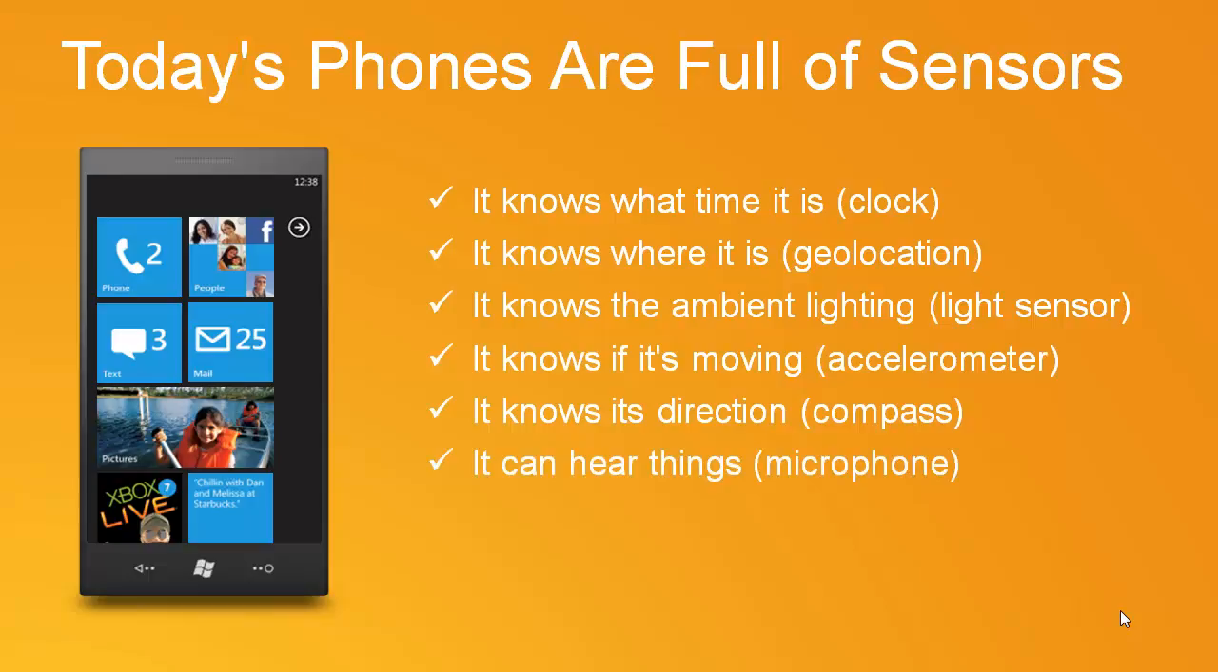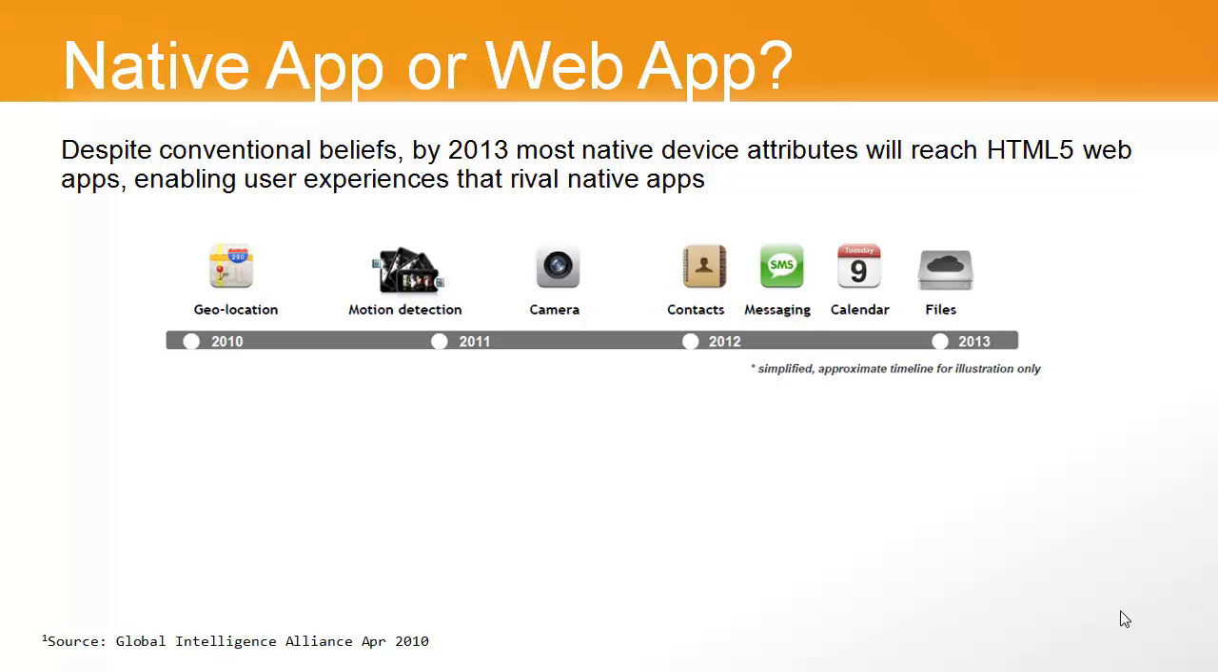And important things are that now it can hear and also see things because of access to the microphone and access to the camera. So now not only can we use it as a camera for photos, but we can also use it for things like augmented reality and more interesting and creative ways. But with all of these things, it comes down to a question whether we go to a native app or whether we go to a web app.